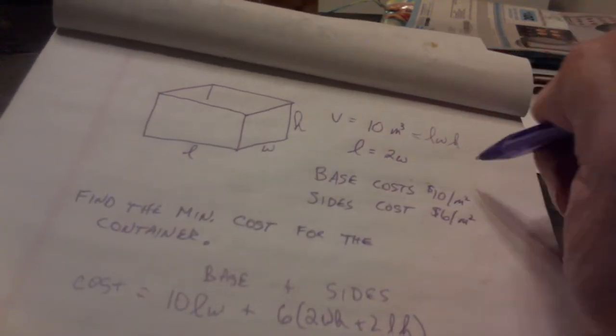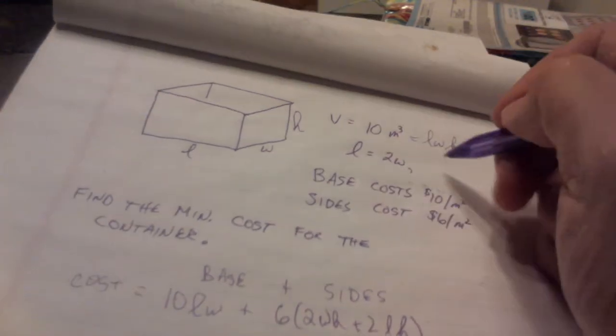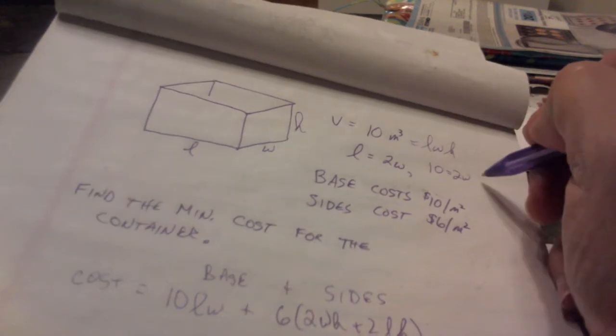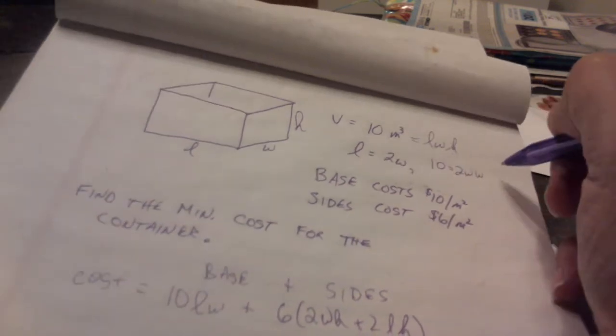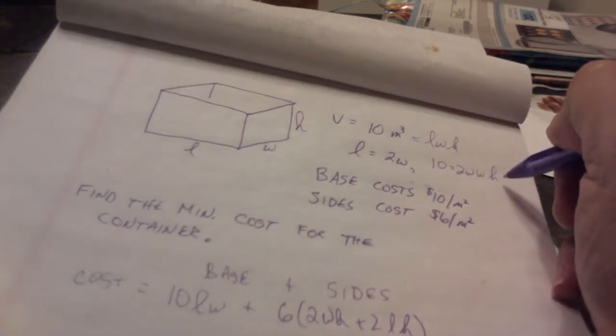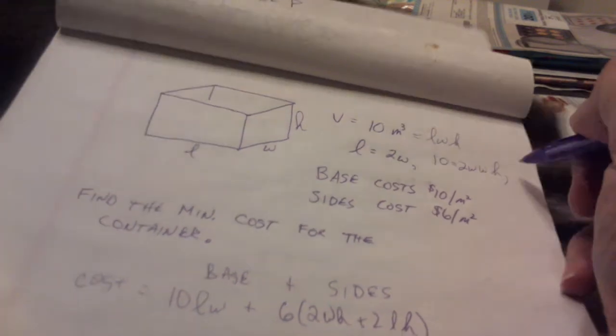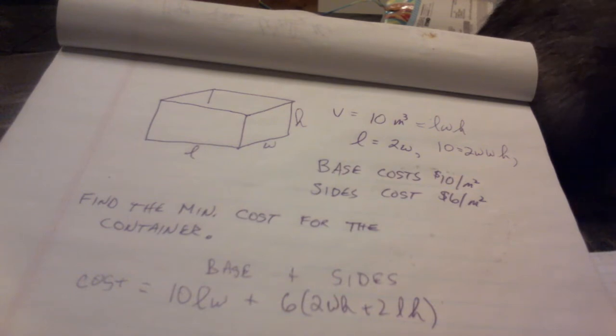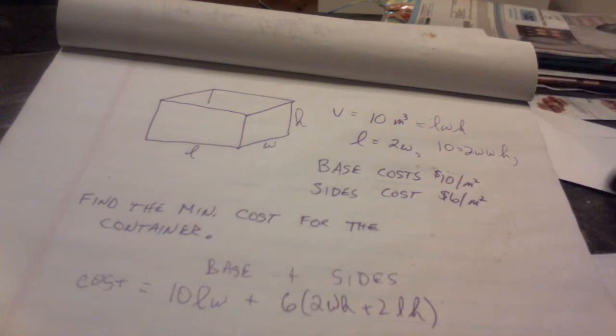I have L equals 2W. That's good. What about 10 equals 2W times the L times the W, which was there, and then the H, which means that H is equal to, you can solve this for H, and that's going to be 10 divided by 2 divided by W squared. So it's going to be 5 over W squared.